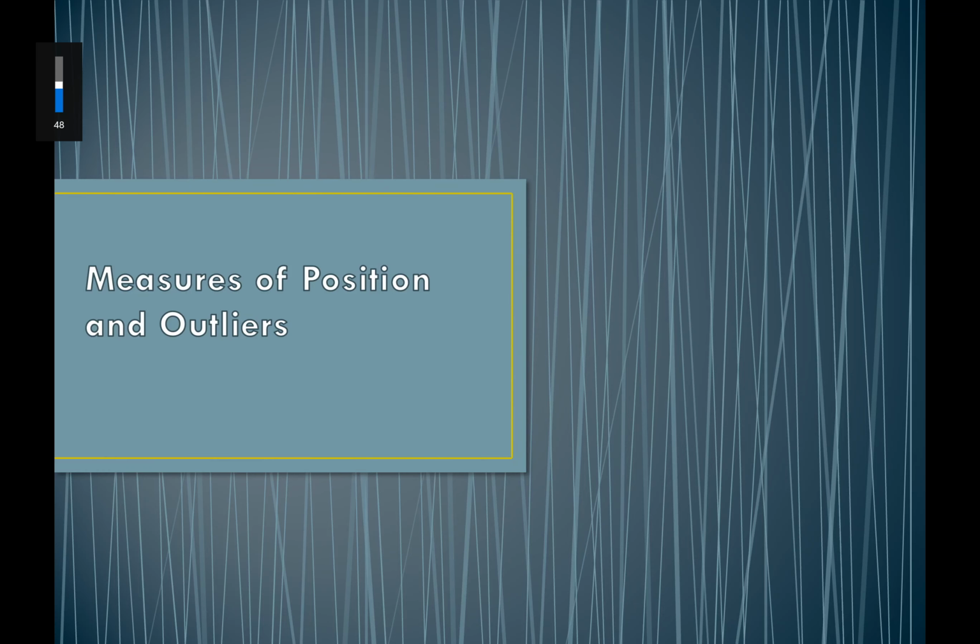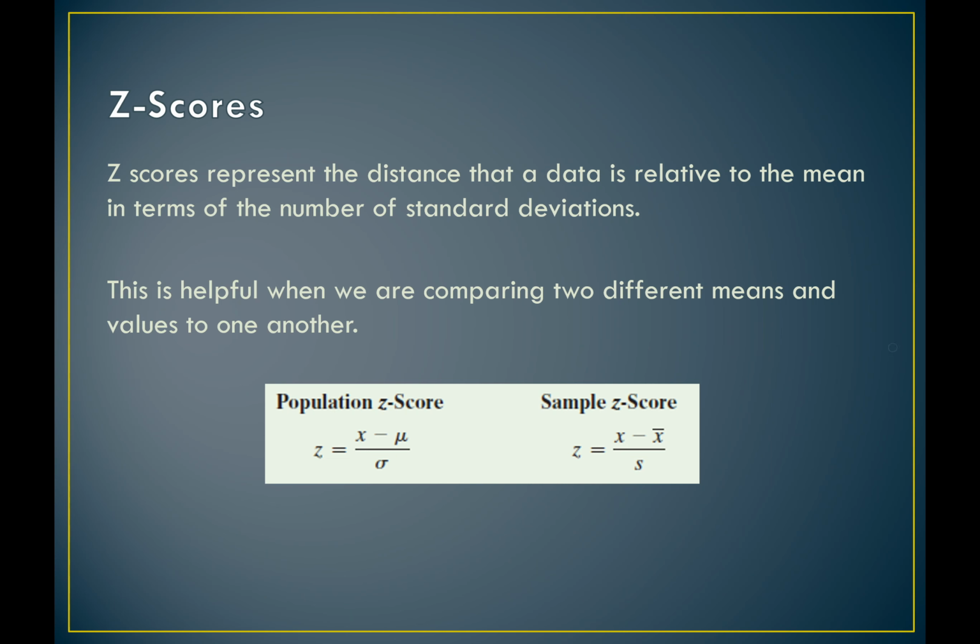Now we're going to talk about measures of position and outliers. These are pretty important, especially the z-score, because it tells you how to assess where something falls on that normal curve that we talked about in the last set of videos. So let's get into it.